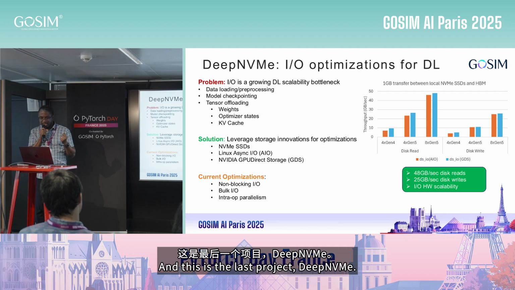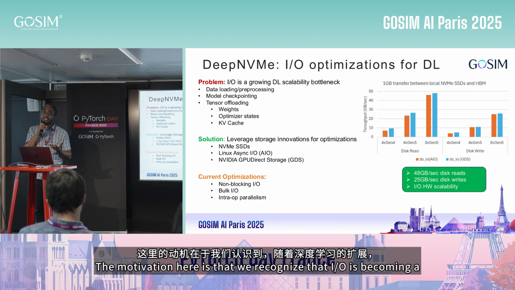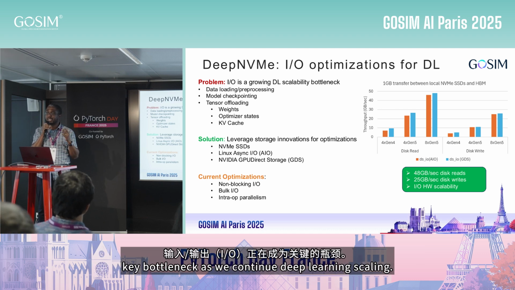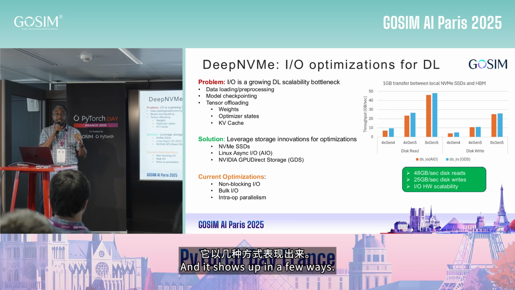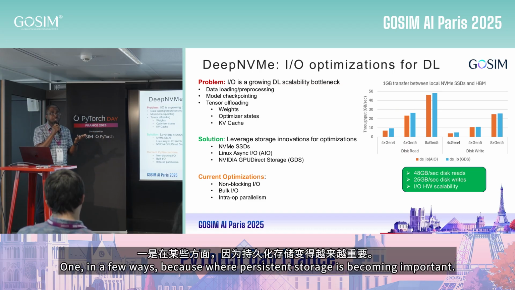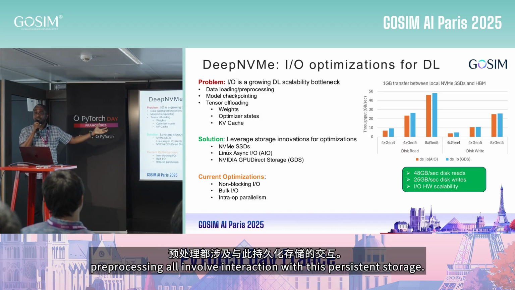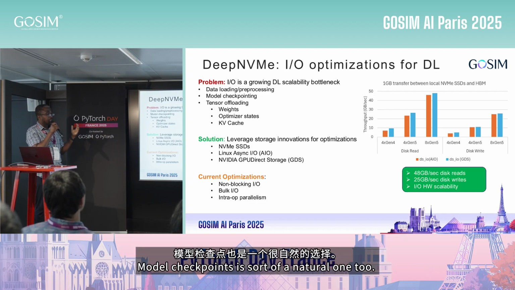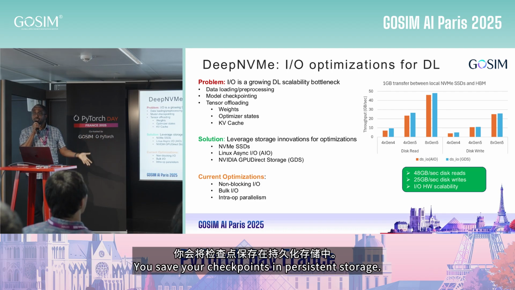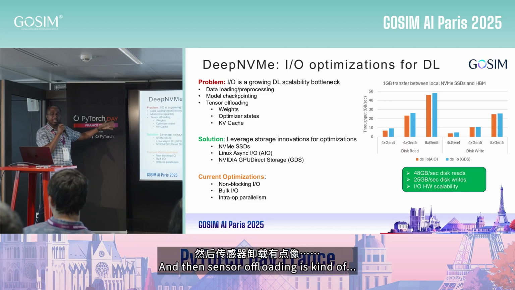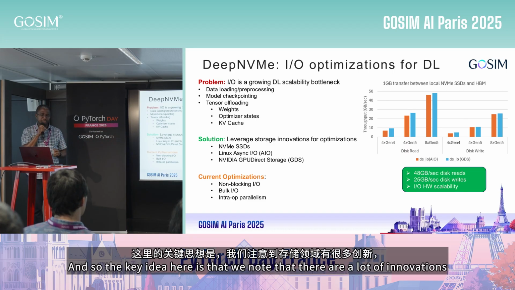And I'll jump to the last project, DeepNVMe. The motivation here is that we recognize that I/O is becoming a key bottleneck as we continue deep learning scaling. And it shows up in a few ways, because persistent storage is becoming important. Your datasets, data loading, data preprocessing all involve interaction with persistent storage. Model checkpointing is a natural one too. You save your checkpoints in persistent storage, and then tensor offloading is becoming important.